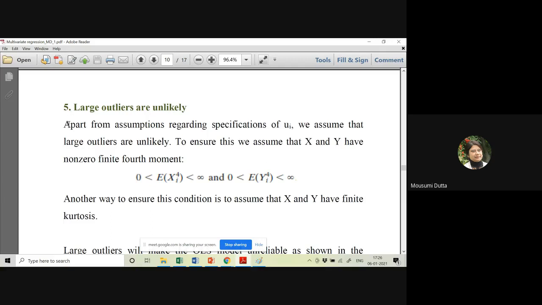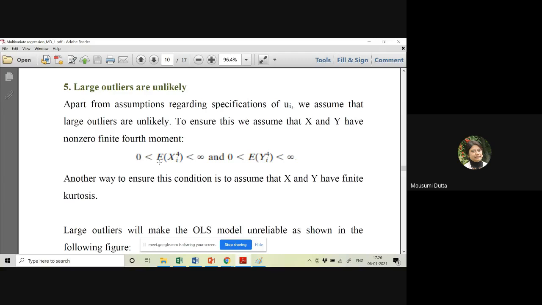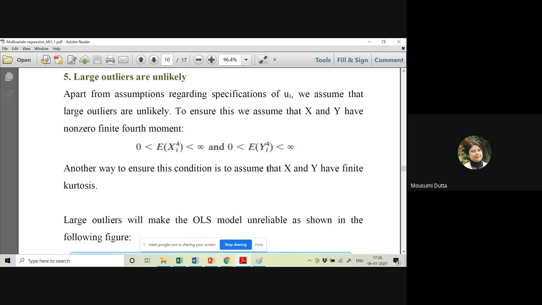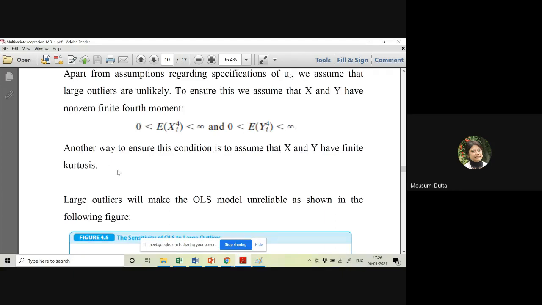We need to assume large outliers are unlikely, otherwise we will not be able to use the data for our regression analysis. This is ensured either by considering the fourth moment of x_i and y_i, or by considering the kurtosis value. Please check the definition of kurtosis. You did it at your undergraduate level; in any statistics book you will get it. Look at the value of kurtosis and you will find that it is related to the fourth-order moment. So you will understand the issue.